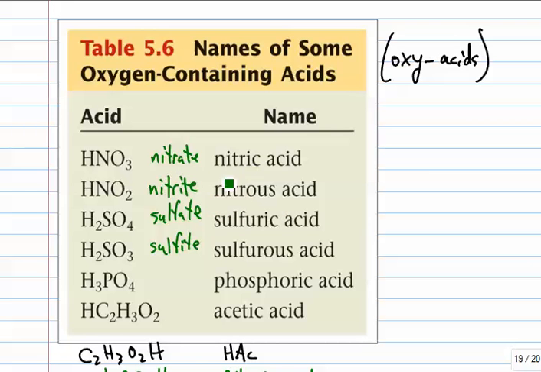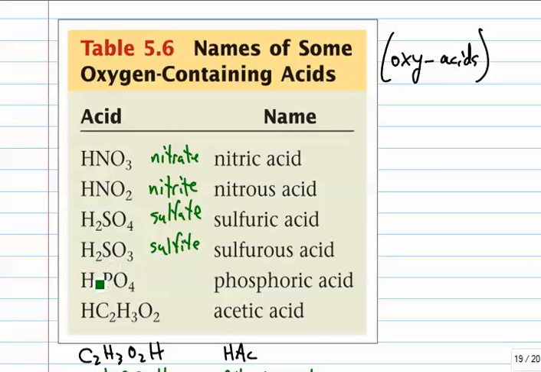ATE becomes IC, ITE becomes OUS. Okay, H2SO4. We have sulfate with a 2- charge. Because this has a 2- charge, when we form the neutral acid, we add 2 H+ ions to it, so H2SO4. And SO4 is the sulfate ion, so this becomes sulfuric acid. H2SO3, again, SO3 also has a 2- charge and therefore also has 2 protons in the acid form. And so sulfite becomes sulfurous acid.